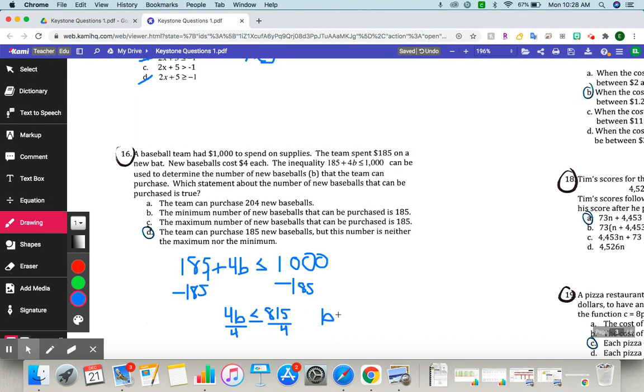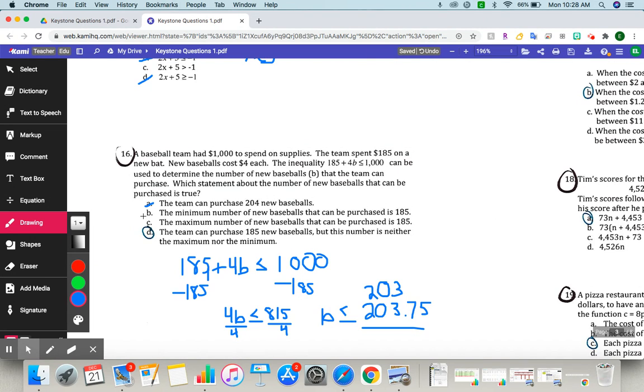we get b, or the number of baseball bats, is less than or equal to 203.75. So the number of baseball bats must be less than or equal to this quantity. Now, since we can't buy a portion of a baseball bat, we would actually round down and say the number of baseball bats we can buy is either 203 or less. So A does not work.